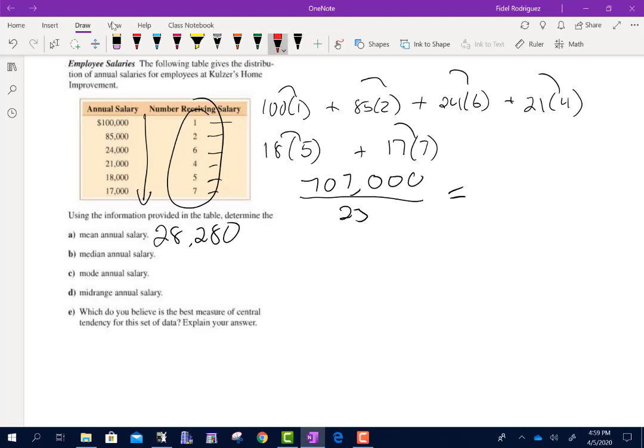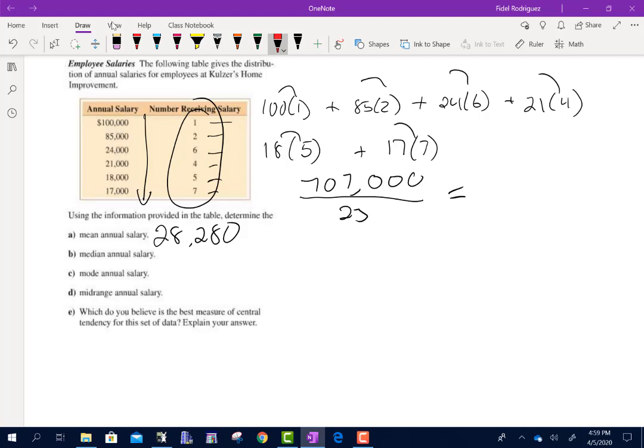Now, we want to find the median. Remember what the median is. The median is going to be the number that is directly in the middle. So we're going to put our numbers, remember, from smallest to biggest, and then we're going to say, okay, what's the number right in the middle?